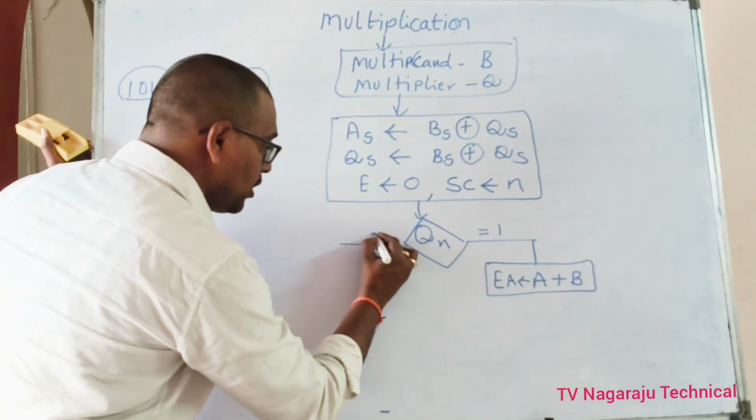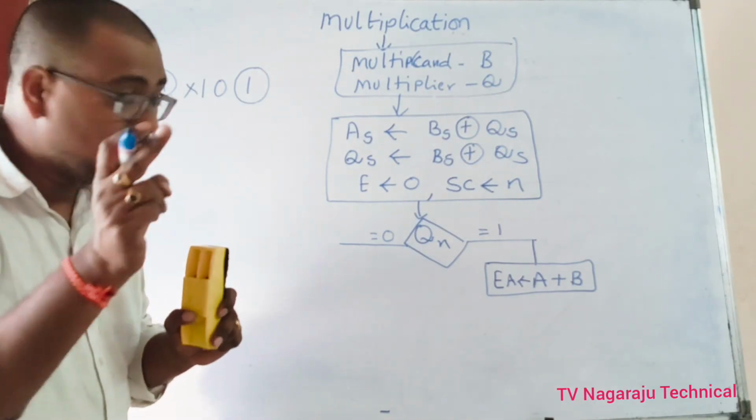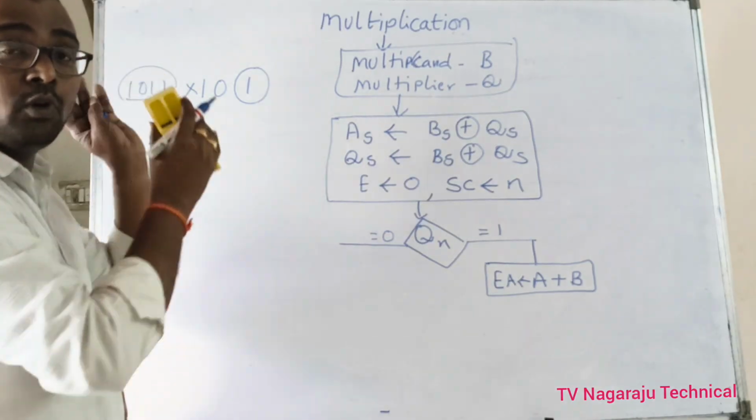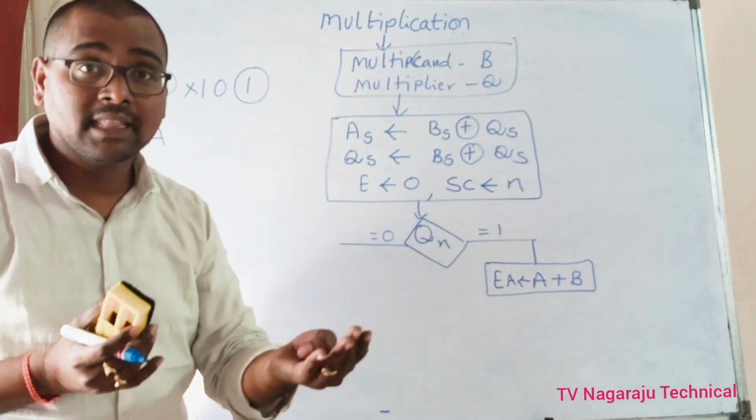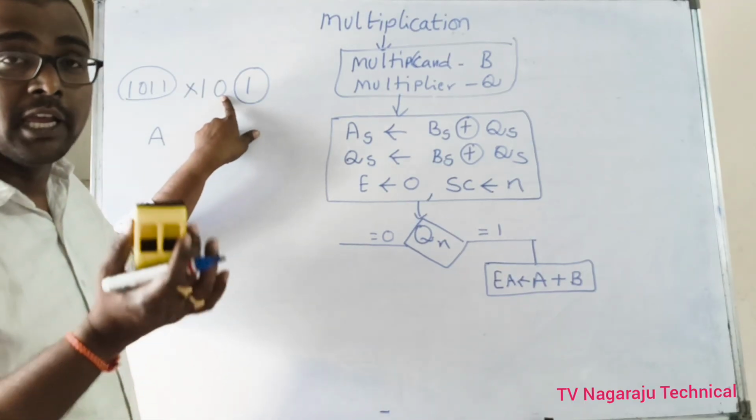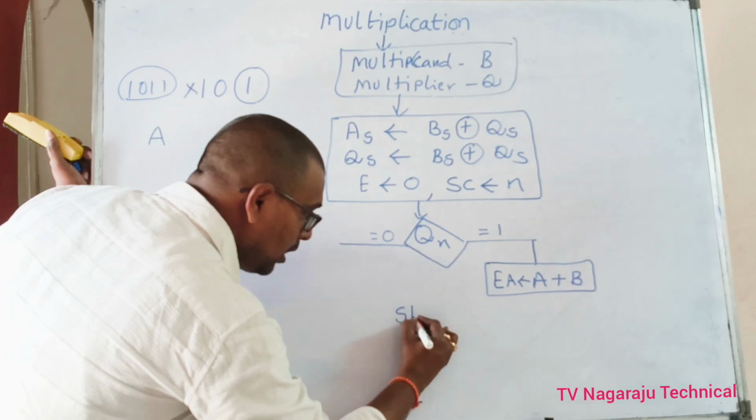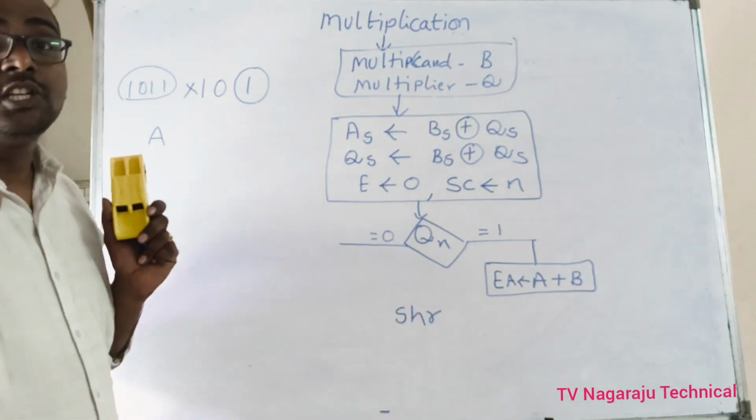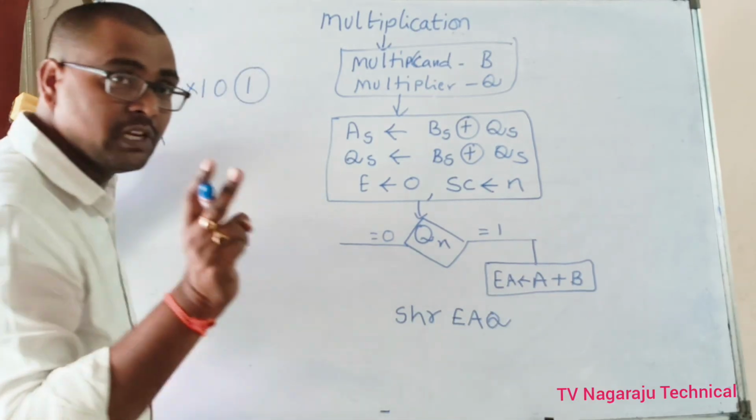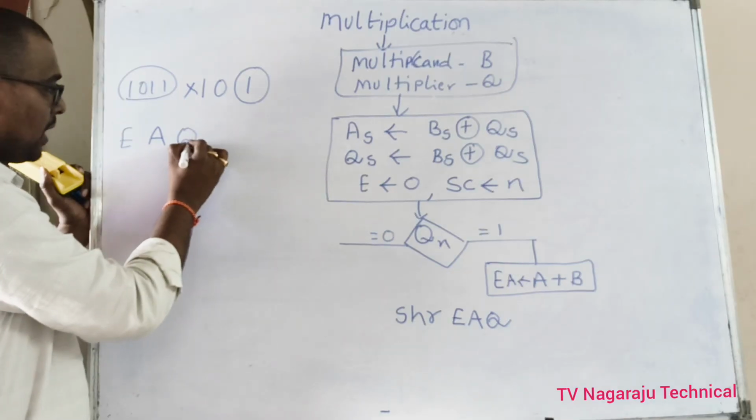Now, suppose the Qn is equal to 0, no need to do anything. But simply these bits move one position to the right. Otherwise, the value, this is the 2 power 0, 2 power 1. If you ignore this one, we lose the value. So what we are doing? You need to perform the shift right operation on EAQ, that is, the entire product.